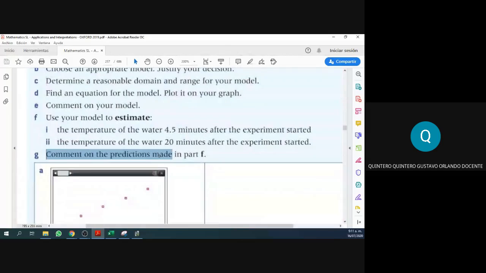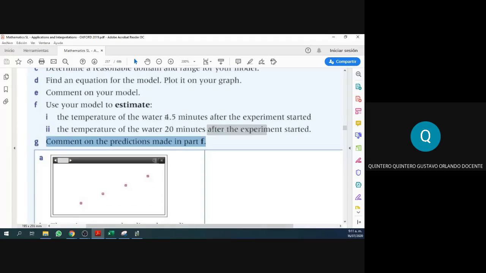All right, let's go for the last question. Comment on the predictions made in part F. Right, these are predictions. Estimating is a prediction because we don't know the value for 4.5 and we don't know the value for 20 minutes. We don't know these values. So estimating is a prediction. So what would be the comment in here?